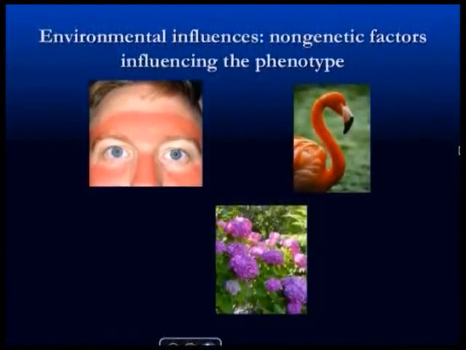Here's another example. Know what that is? A flamingo. Nice. Hopefully most of you knew that. Why is that an example of a non-genetic factor affecting the phenotype? Yes, it does depend on what they eat. What else do you know about that? Yes, because shrimp contain carotenoids, which give pink or red color to most things in nature.